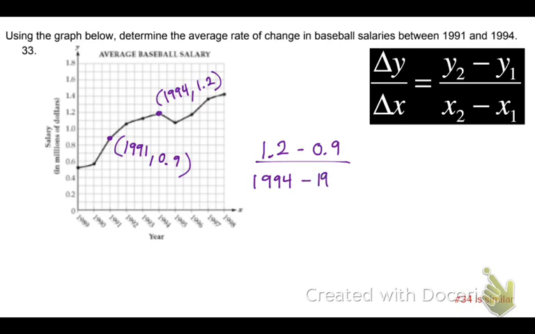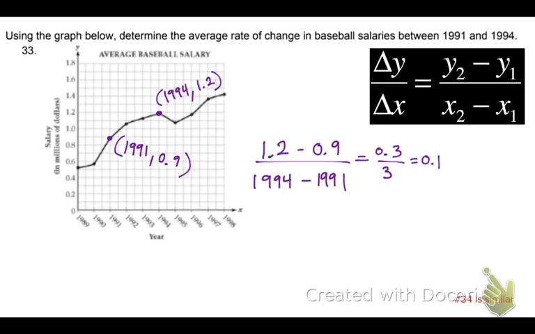Now remember, you get to use a calculator on the test, so if you need to go ahead and pull out a calculator now, please do so. 1.2 minus 0.9. Let's go ahead and put that into our calculators. I'm getting 0.3. On the bottom, 1994 minus 1991 is 3 years. So that's 3. So in our calculator, 0.3 divided by 3 gives us 0.1.